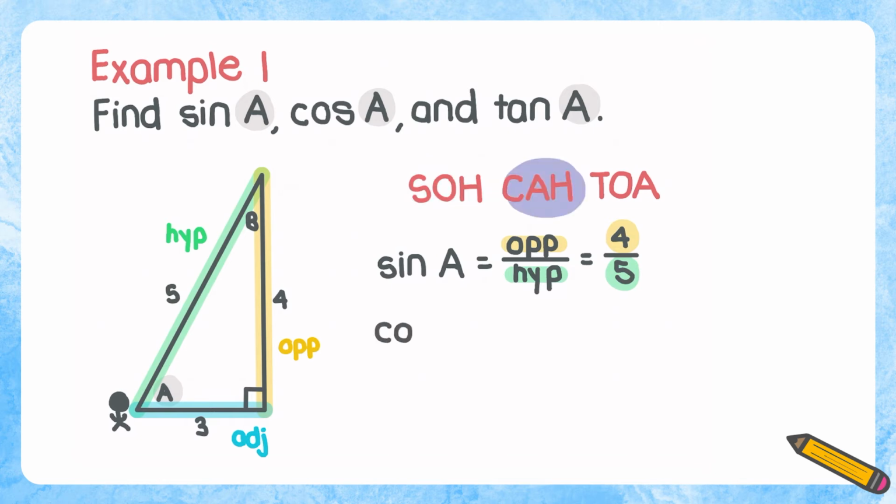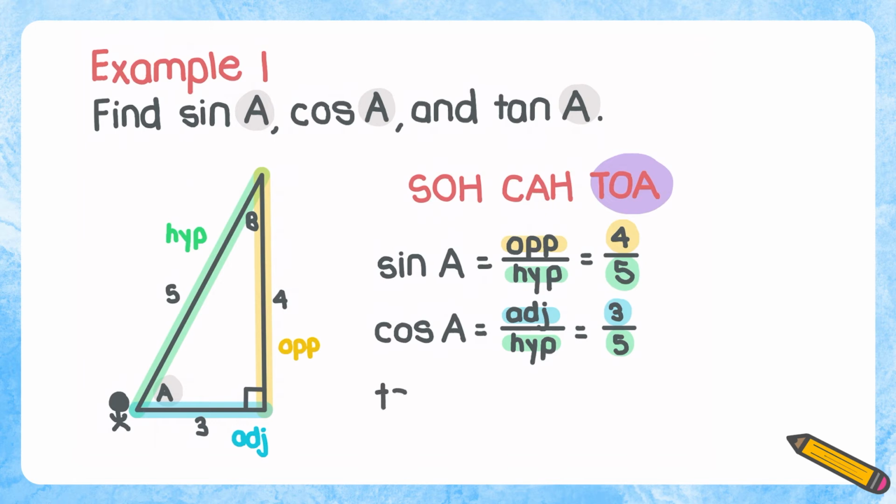Next, let's find cosine of A. Cosine of A is the adjacent side over the hypotenuse. Here, our adjacent side has a length of 3, and our hypotenuse has a length of 5. So cosine of A equals 3, which is the adjacent side, over 5, the hypotenuse.